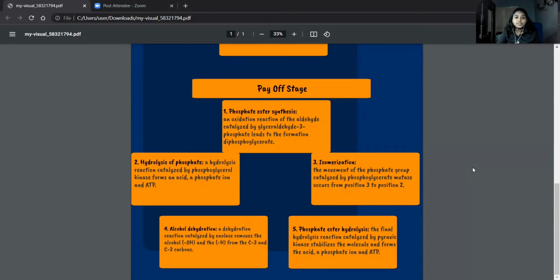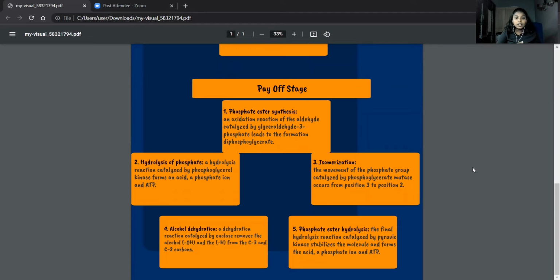A hydrolysis reaction catalyzed by phosphoglycerate kinase forms an acid, a phosphate ion, and ATP. Thirdly, isomerization. The movement of the phosphate group, catalyzed by phosphoglycerate mutase, occurs from position 3 to position 2.